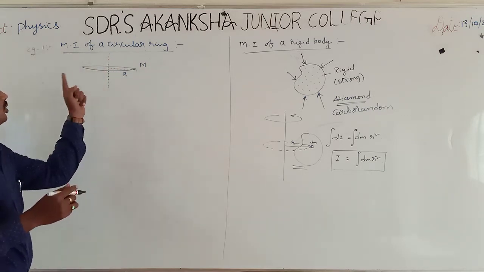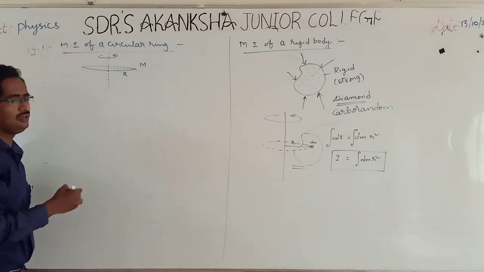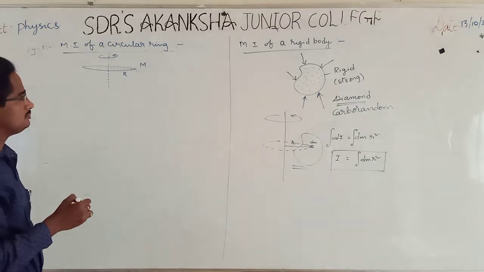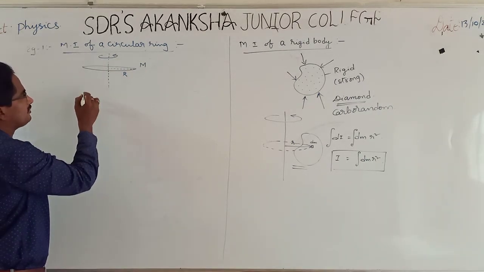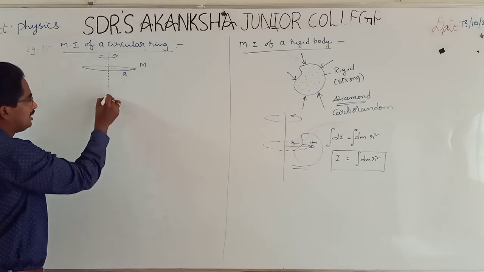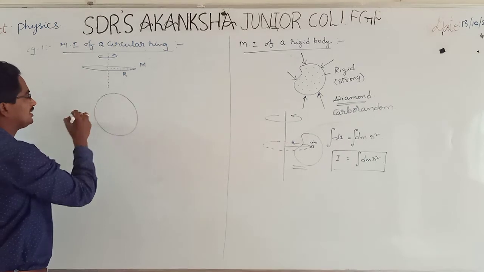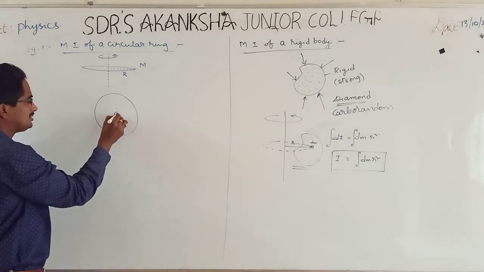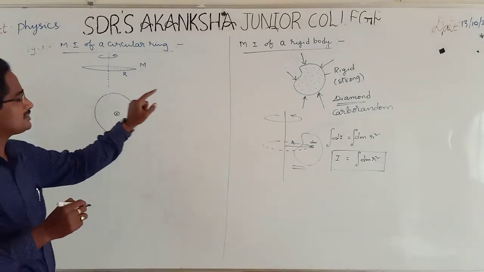That means whenever the ring is rotating around it, what is its moment of inertia? That we are going to see here. How to get it: I am taking the plane of the ring on the board like this, and it is rotating about this particular axis. For getting this moment of inertia, what is the method I have suggested here?